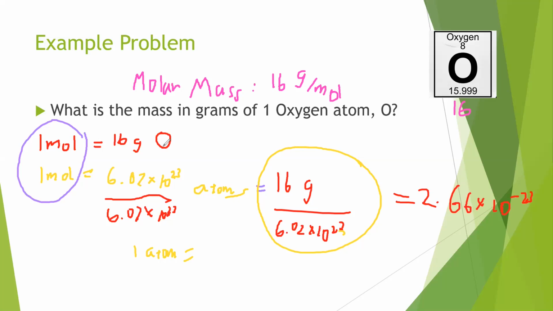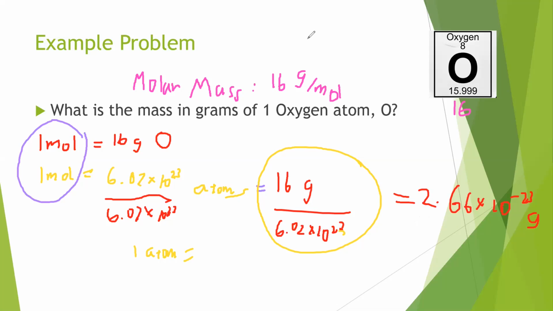So this is the long way. We first use the molar mass definition, 1 mole equals 16 grams. And then we use the definition of a mole. A mole is 6.02 times 10 to the 23rd atoms. And then we combine those two together, and then we divide it by 6.02 times 10 to the 23rd, and then we get the grams of 1 atom.